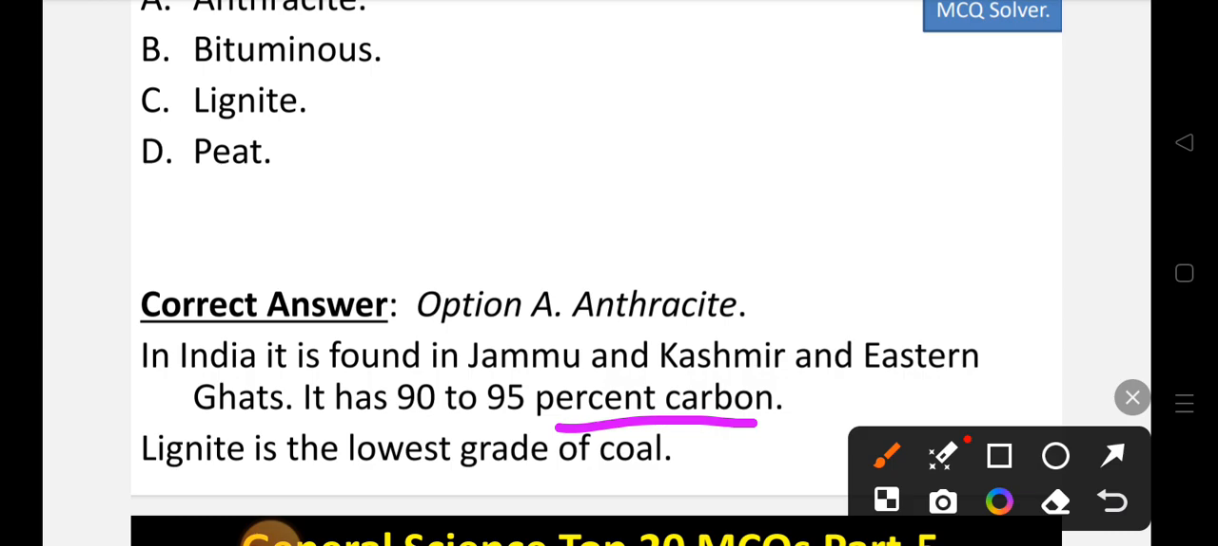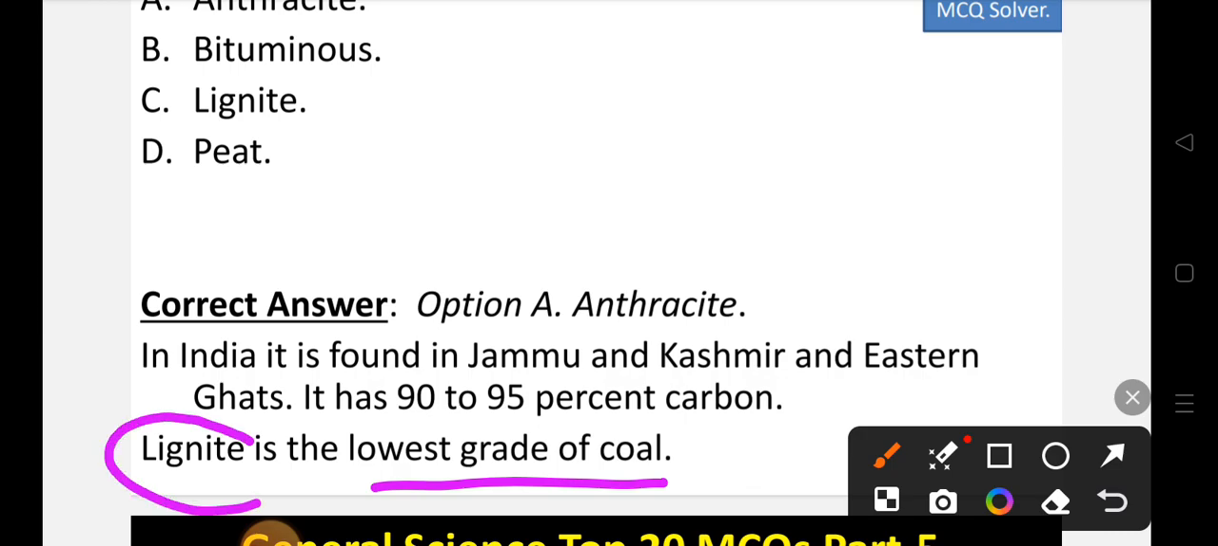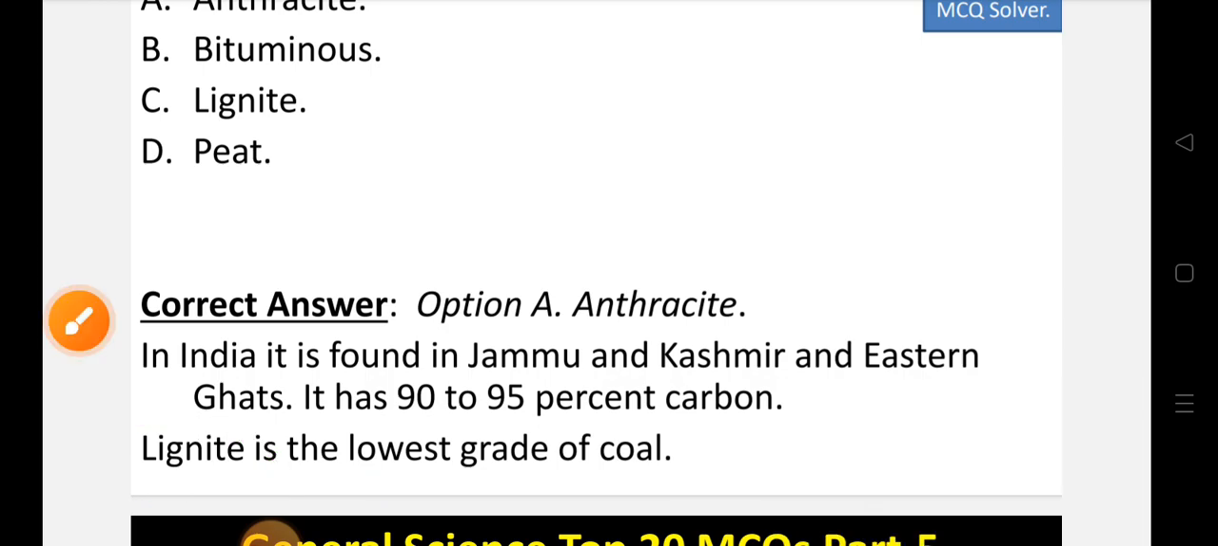Now you may be asked which of the following is the lowest grade of coal? The correct option in that question will be lignite. So lignite is the lowest grade of coal, and anthracite is the highest grade of coal. So do remember these facts.